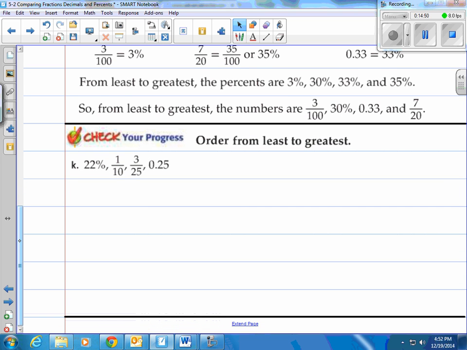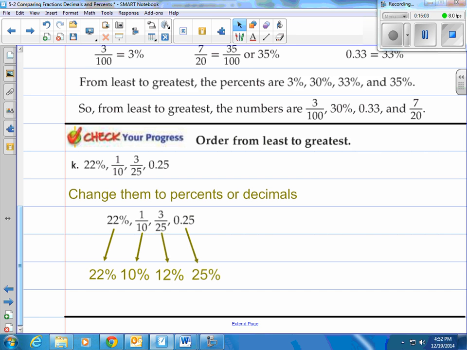All right, this one has 22%, 1/10, 3/25, and 0.25. Well, change them either into percents or decimals so that you can compare them. I'm going to change them into percents. So check this out. 22% is already a percent, so that's easy. 1/10 is actually 10%. And 3/25 is 12%. I remember that from the previous example. 0.25 changes into 25%, just the way that we stated it before. So now that you have those, then you just order those from least to greatest. And that's pretty simple. So we have 1/10, 3/25, 22%, and 0.25.